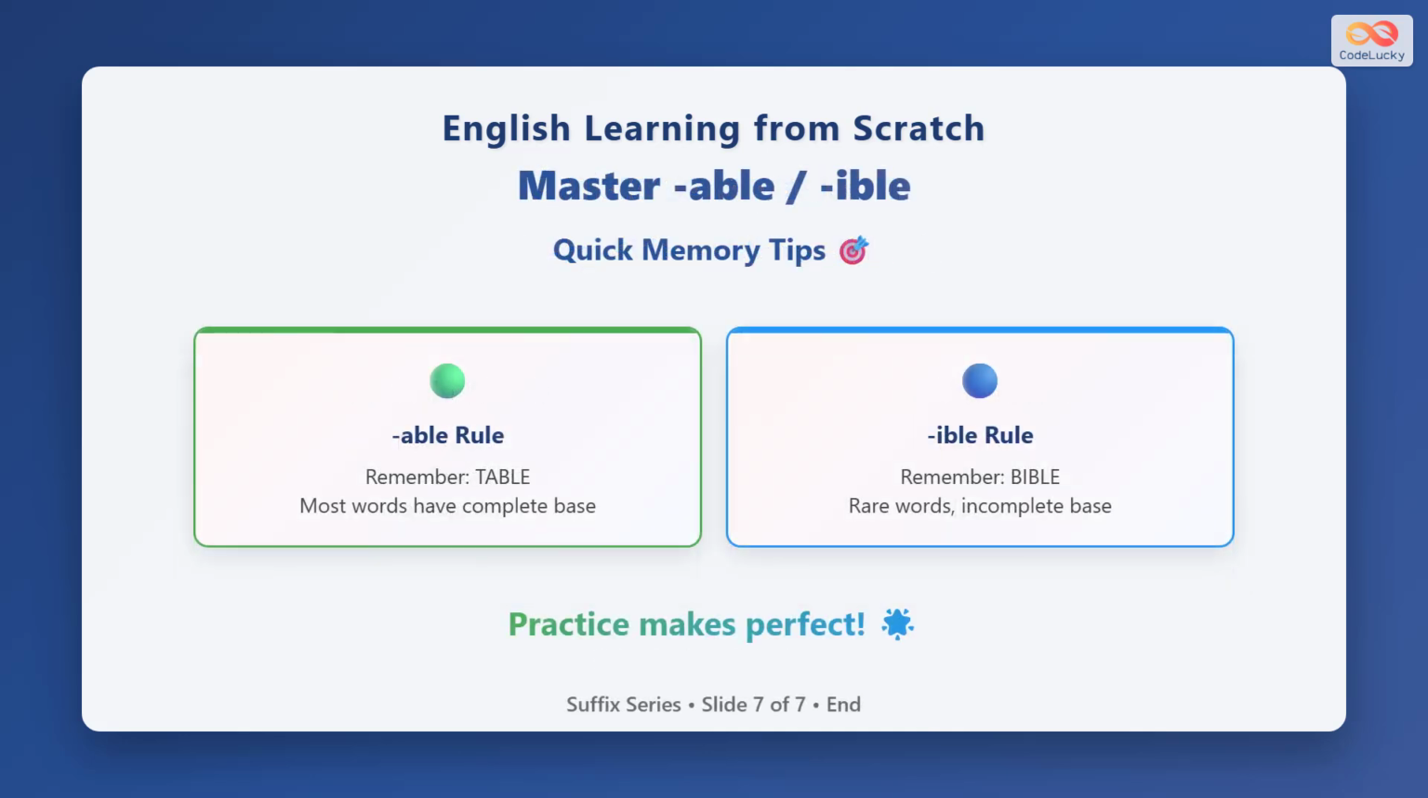Final memory tips. For able, remember table. Most words have a complete base like table. For ible, remember Bible. These are rare words with incomplete base. Practice these rules daily. Use able for common words, ible for special cases. Practice makes perfect.